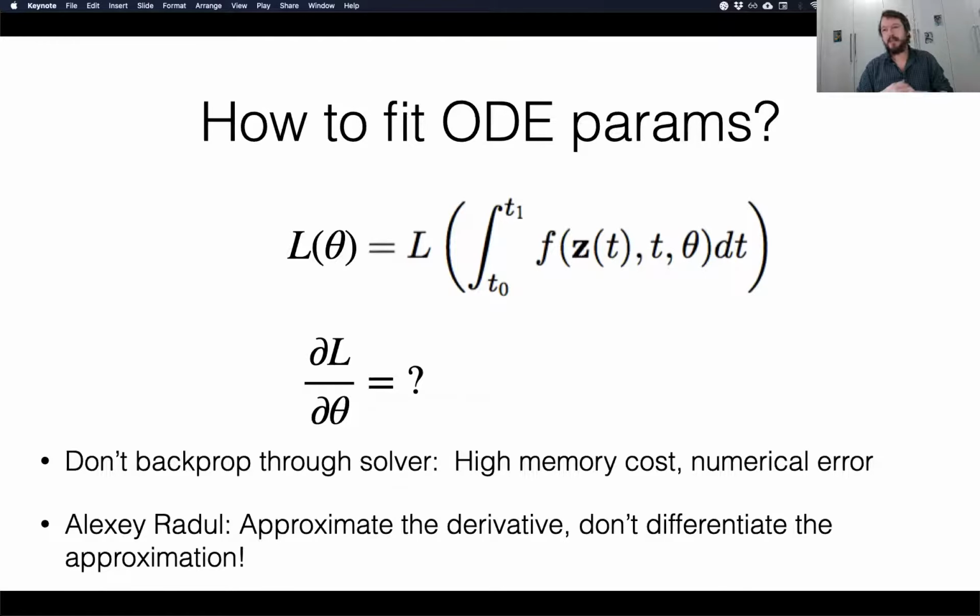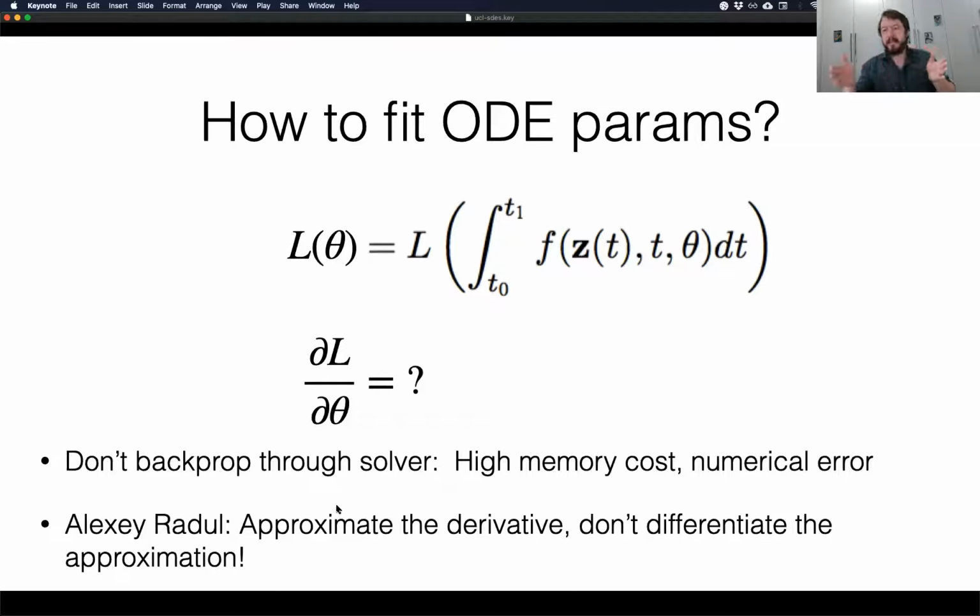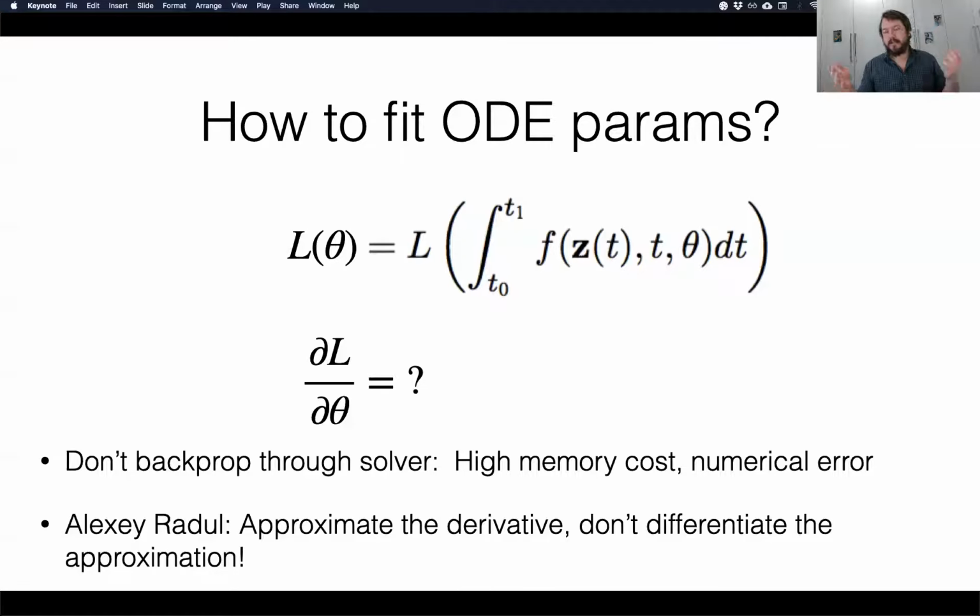And the thing is just if you have very large systems you want to integrate over long time periods, backprop requires you to store all the intermediate states, which is too memory expensive.